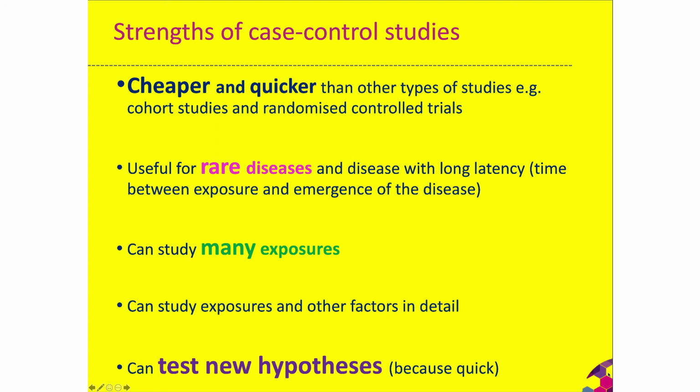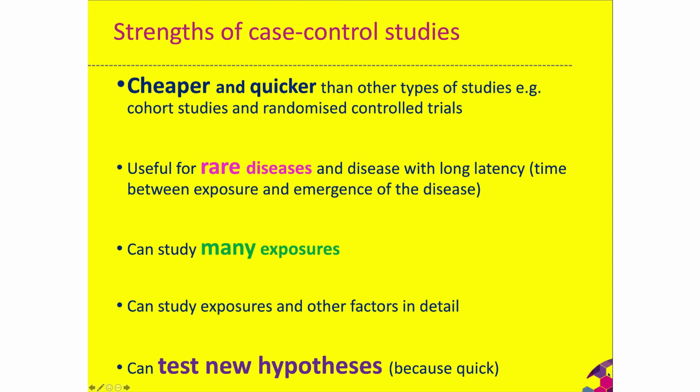They're very useful for rare diseases. Remember, cohort studies are good for rare exposures, but not for rare diseases. But case control studies are great for rare diseases and diseases with a long latency, where it takes a long time for the disease to appear. So cancer is a classic disease that we can look at through case control studies.